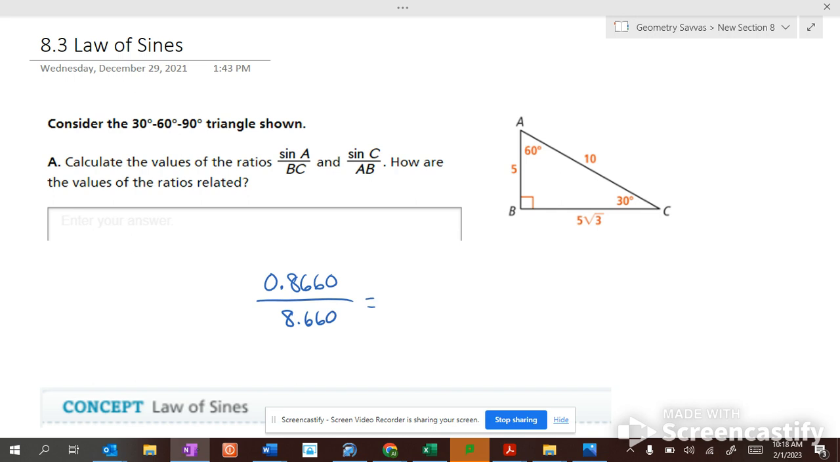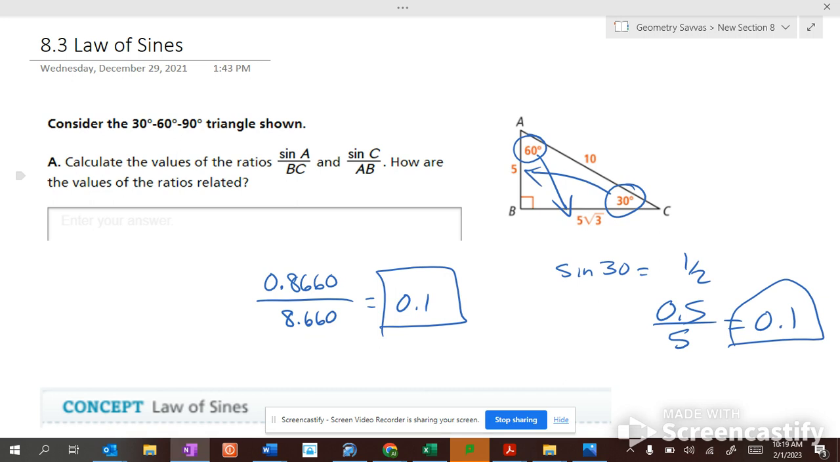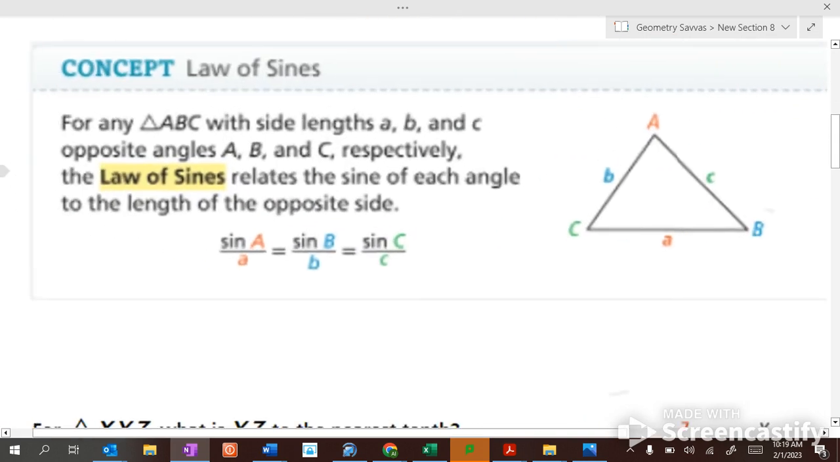Okay, so this reduces down to 0.1, right? I can do that without a calculator. The sine of C, the sine of a 30-degree angle, I know is 1/2, or 0.5. So I get 0.5 over 5, which is 0.1. Well, let's look at that. This is the same as this, right? So the sine of this angle over its opposite side equals the sine of this angle over its opposite side. That's kind of cool. And that is the law of sines.